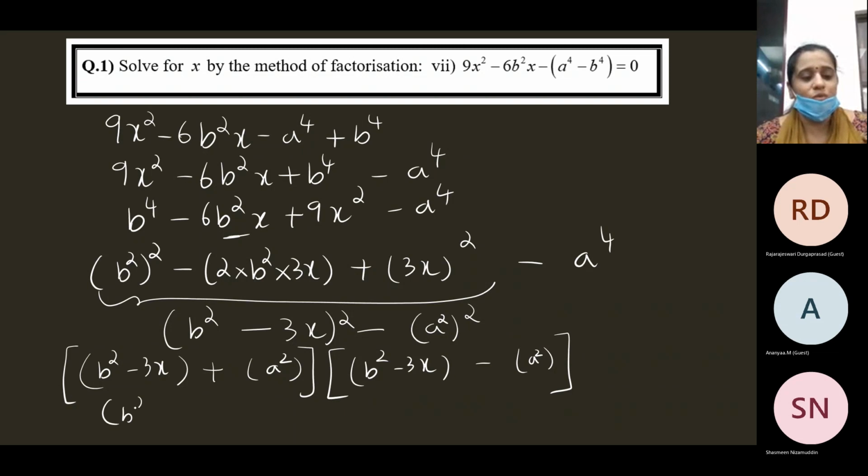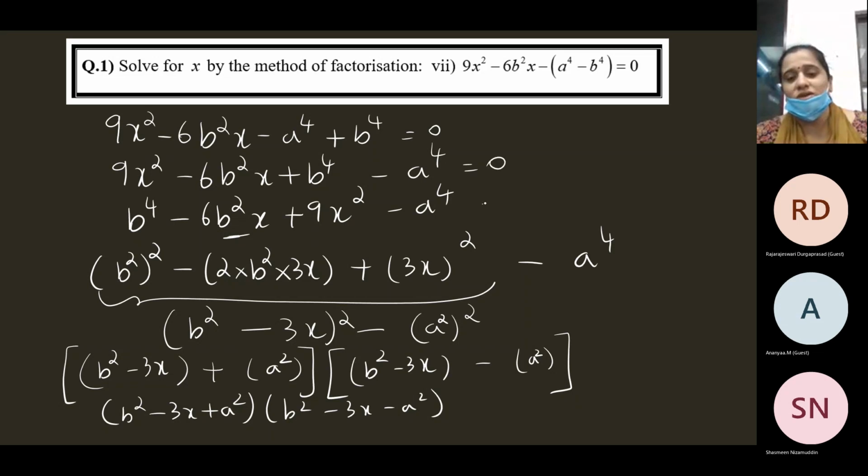So now open the bracket. B square minus 3x plus a square into b square minus 3x minus a square is equal to 0. I've not written is equal to 0 everywhere. Is equal to 0, is equal to 0, is equal to 0. So now we'll have to solve for x.